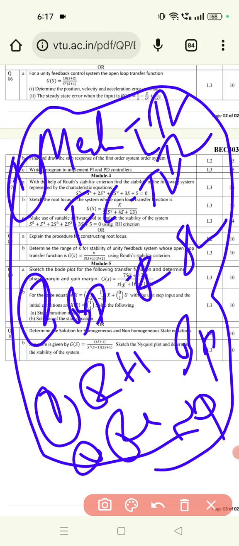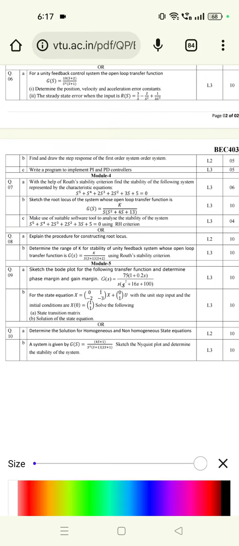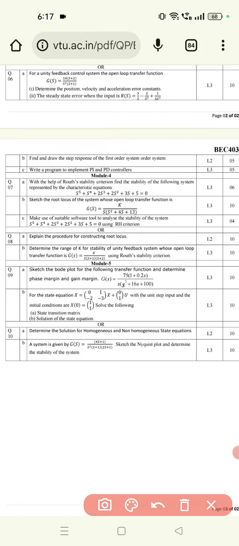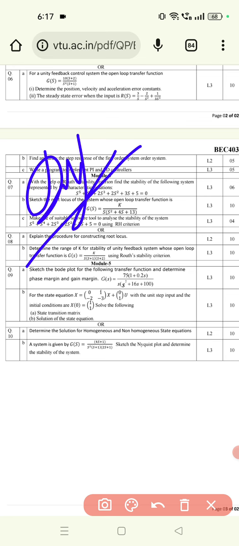But I strongly recommend you go through this model question paper, so that if you solve this, then definitely you are going to solve any problem in your main examination.